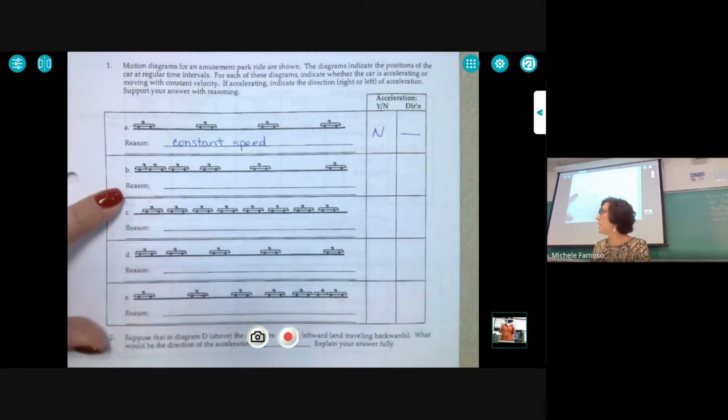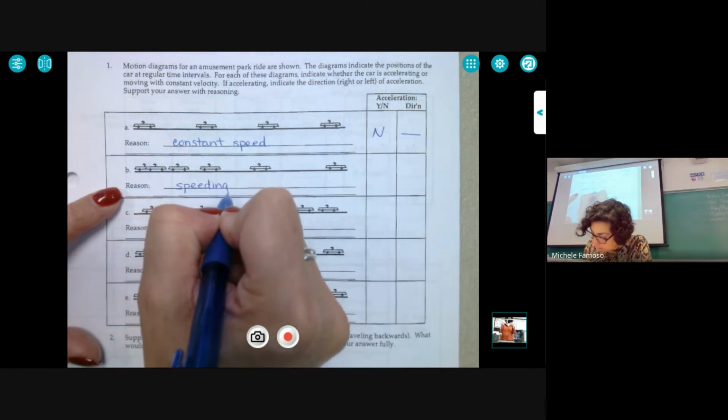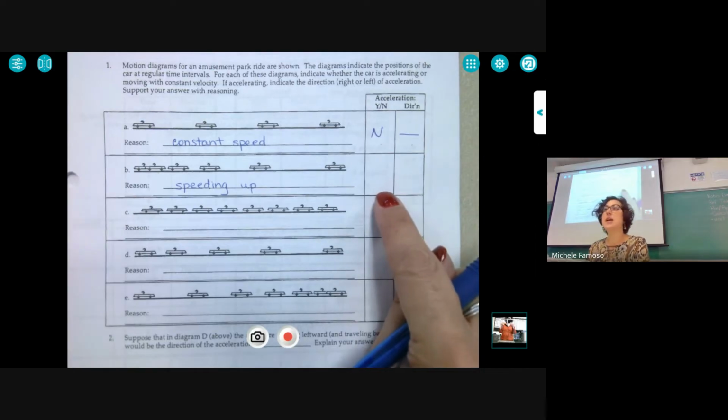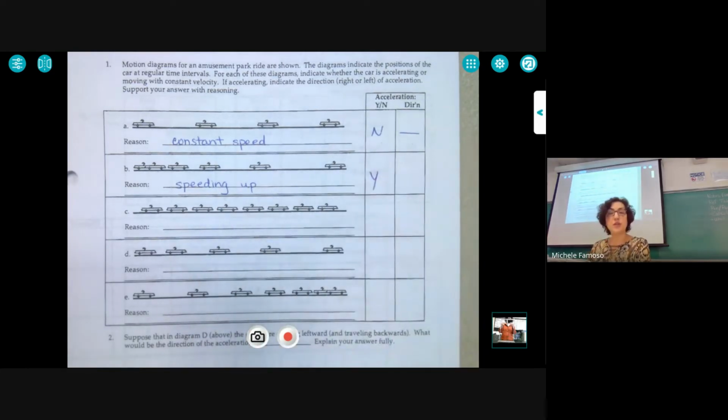All right, look at ticker tape B. What is this car doing? Brandon? It is speeding up. How can you tell that? Yep, the distance from car to car gets bigger and bigger and bigger each time. So, is there an acceleration if you are speeding up? Yep. What is the direction of that acceleration?